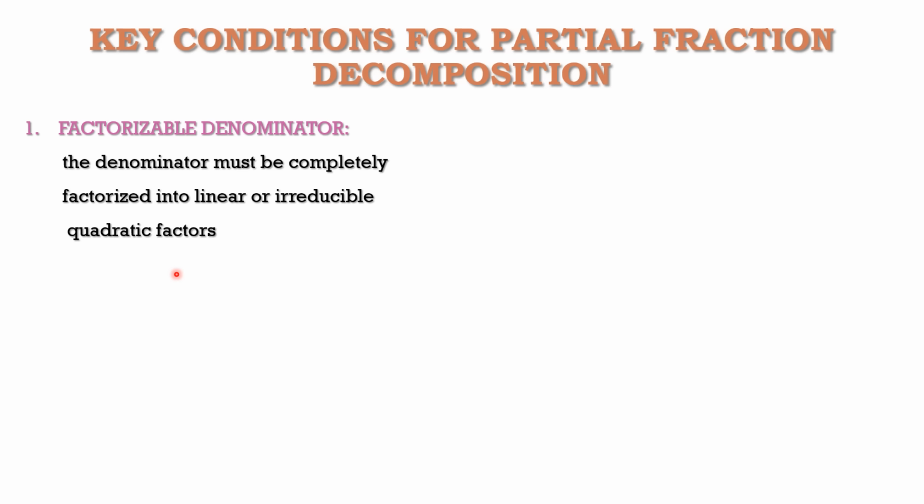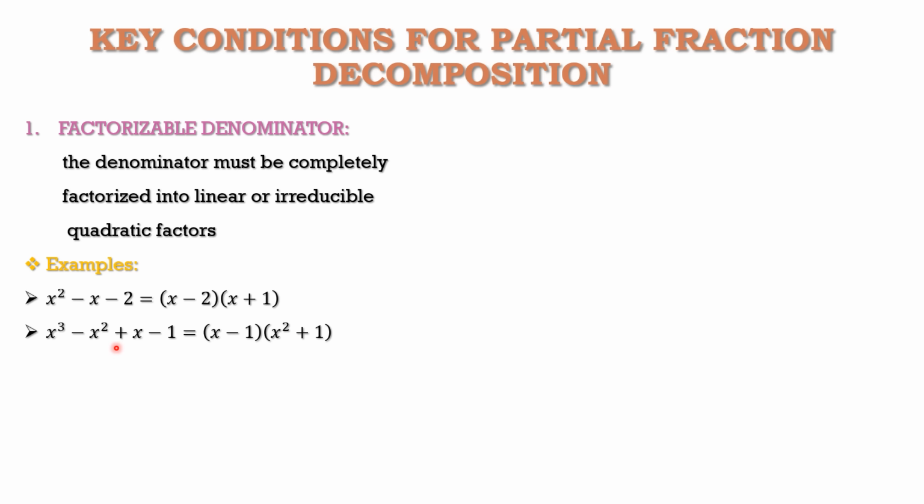So you have to note the denominator of that particular rational function and see if it is completely factorized or if it is in the form of irreducible quadratic factors. Then let's look at an example of the first condition. If we have x squared minus x minus 2, this expression can be completely factorized into the format of x minus 2 times x plus 1.